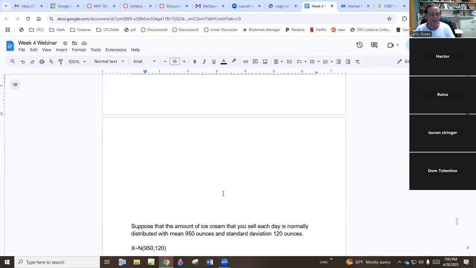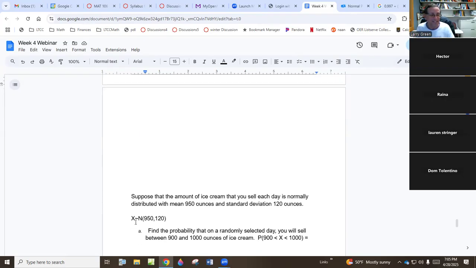Okay, let's do one more example. Now let's suppose that you have an ice cream shop. Always fun to think about. And let's suppose that the amount of ice cream that you sell in your shop is normally distributed with mean 950 ounces and standard deviation 120 ounces. So we can say that X tilde N(950, 120). Let's find the probability that on a randomly selected day you'll sell between 900 and 1,000 ounces of ice cream. That's the same thing as P(900 < X < 1,000). Any questions on the question?